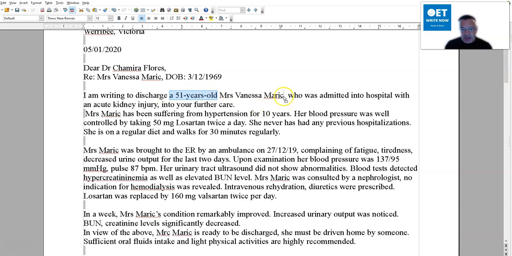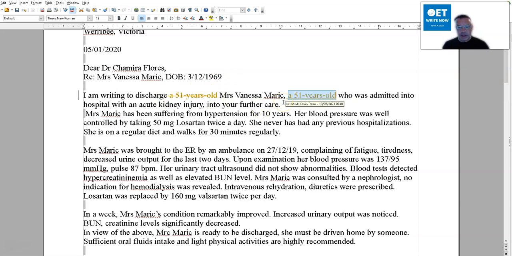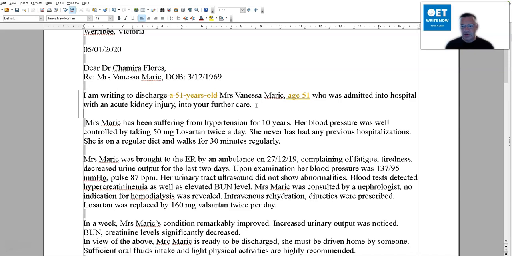So: 'I'm writing to discharge Mrs. Vanessa Maric, a 51-year-old.' Well, we know that it's a woman, so you don't have to put that. As I say, usually name, age, occupation, if the occupation is relevant or pertinent. So you could just put age 51. We don't really need that she was admitted into hospital with an acute kidney injury for further care.